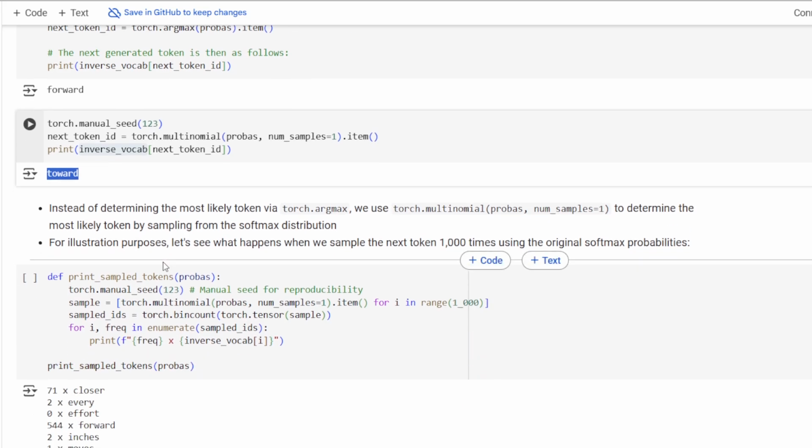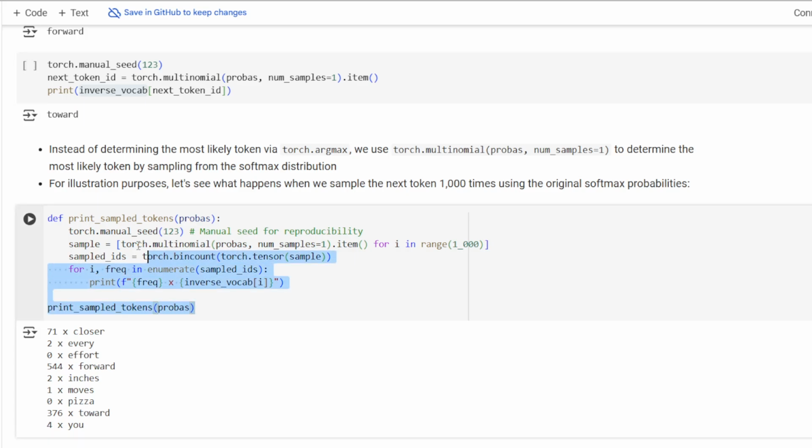Let's see how that is distributed. So if we run this experiment a couple of times, here we are using this print sample tokens function. So let's say we run this experiment a couple of times. Here we are just going to sample 1,000, so we're going to run it 1,000 times. Let's see how it's going to be distributed. So 71 times it's going to predict the next token as closer. And then 2 times it will predict every, then 0 times effort.